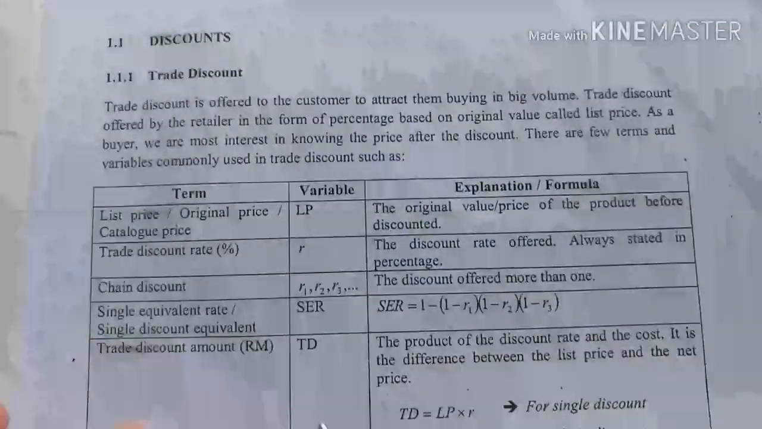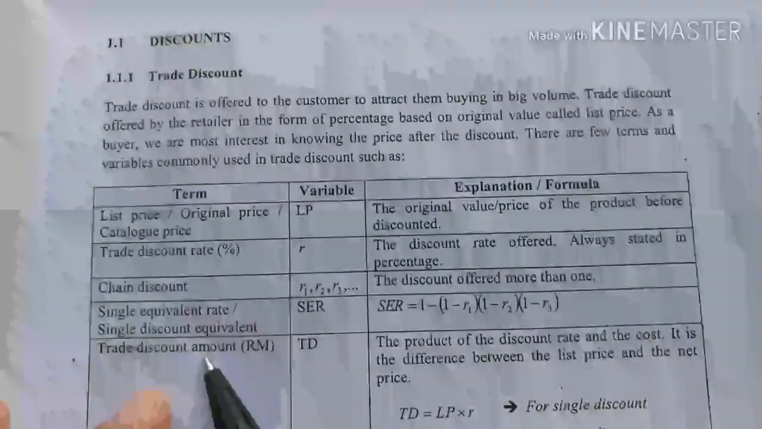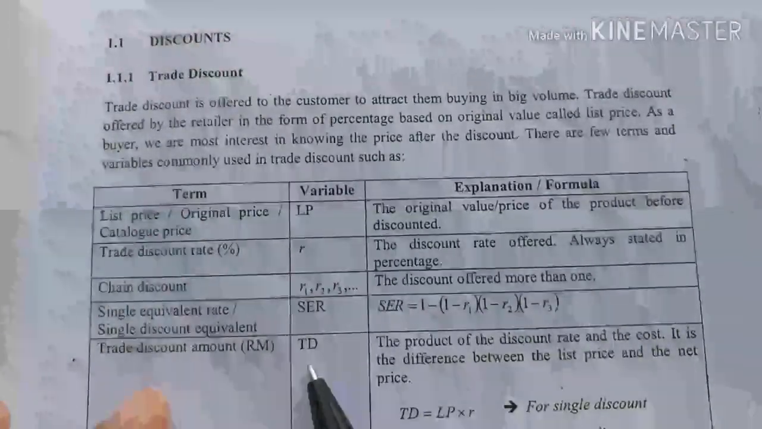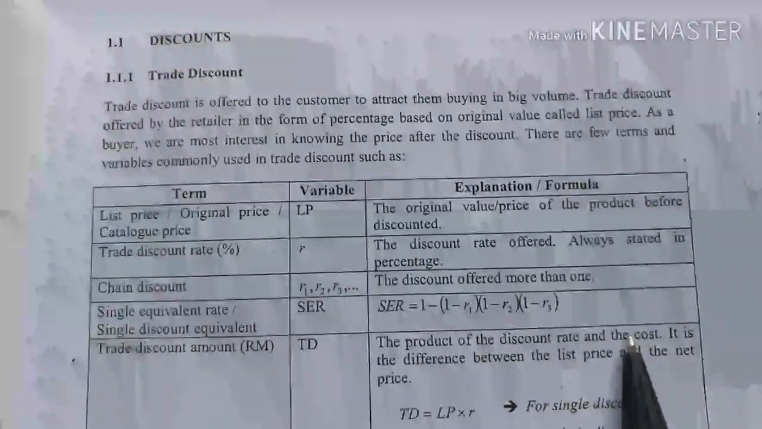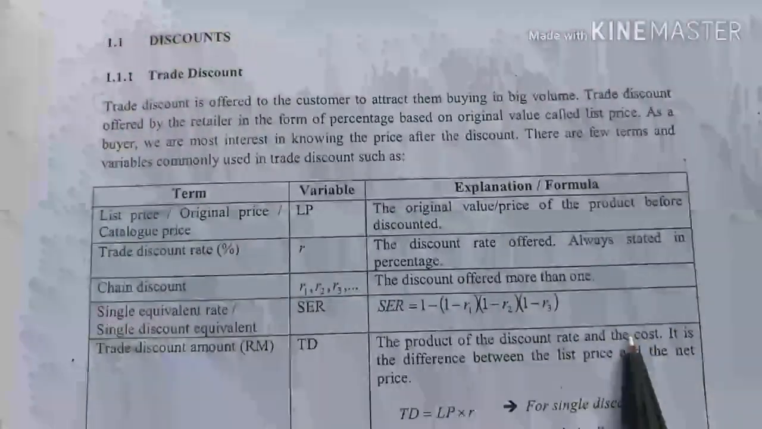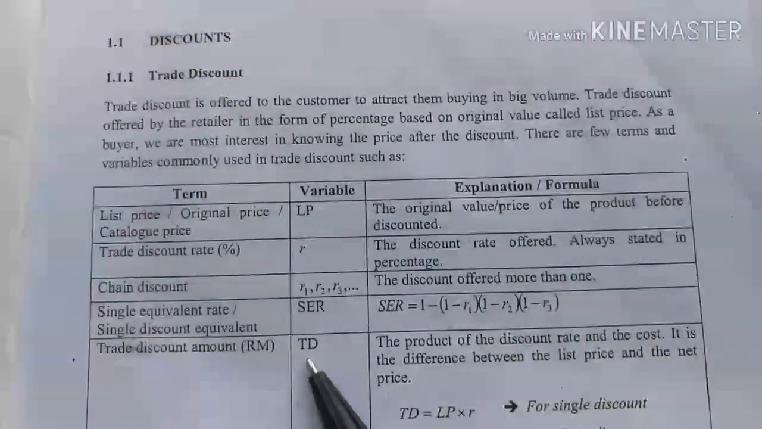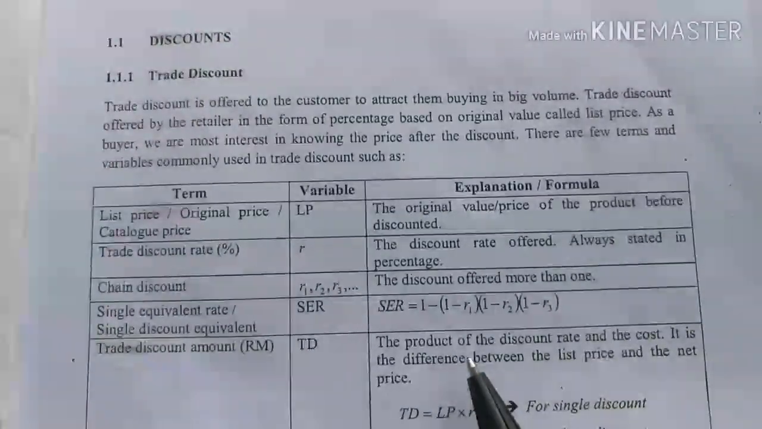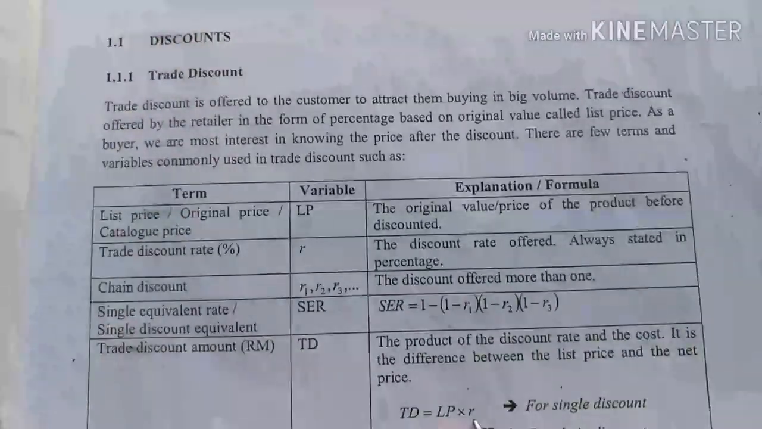Alright, and the next term is the trade discount amount, which is TD. So when we talk about amount, basically it is in RM, Ringgit Malaysia, and trade discount here is actually the product of the discount rate and the cost. For example, if you went to a shopping mall and the seller offered you 20% discount, as a buyer, we are interested to know 20% discount is actually equal to how many ringgit. So that is actually the trade discount amount, which is you have to multiply the original price of the item with the discount rate offered, which is TD equals LP times R.